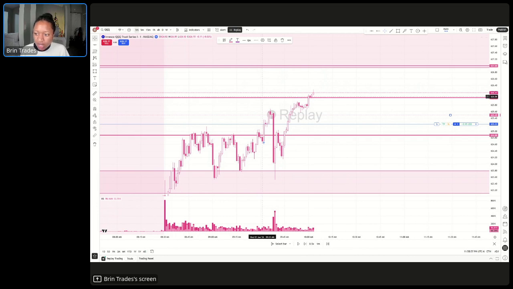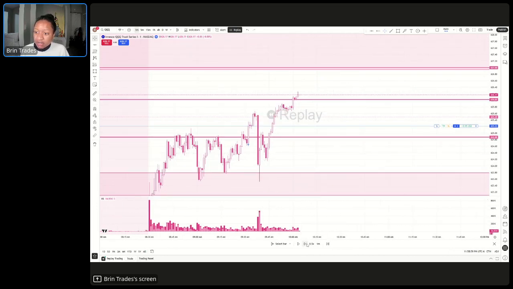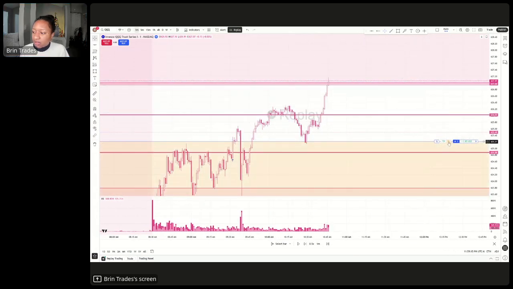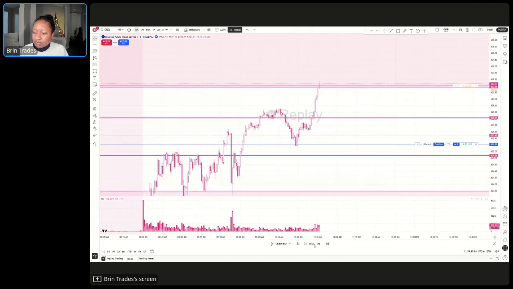So I stayed in, and I just waited. Price respected all my price target levels, which was nice. It's always nice to see when price respects your levels. I was in this trade for quite a while, and then I exited. That was my stop loss, $1.78.